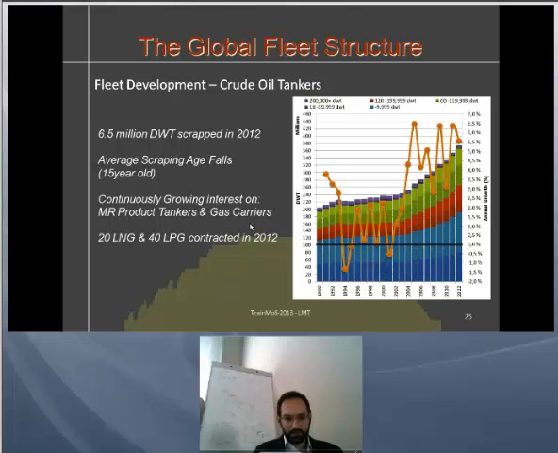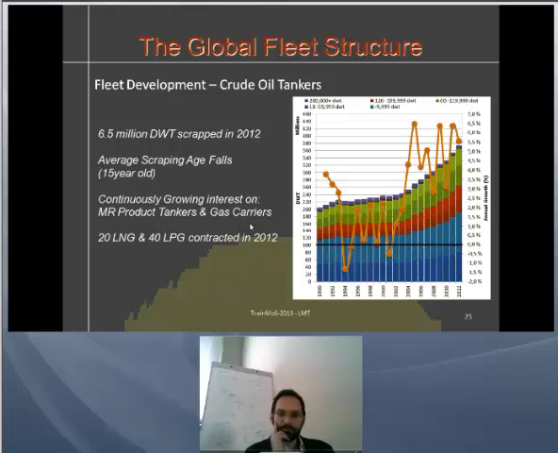There is a continually growing interest in MR product tankers, and also a big interest in gas carriers. The technology for gas carriers has evolved and is now very mature, and operators are seeing great future demand for LNG, and this is why they're placing more orders for LNG carriers and LPG carriers. So you can see there were 20 LNG and 40 LPG carriers contracted during 2012.